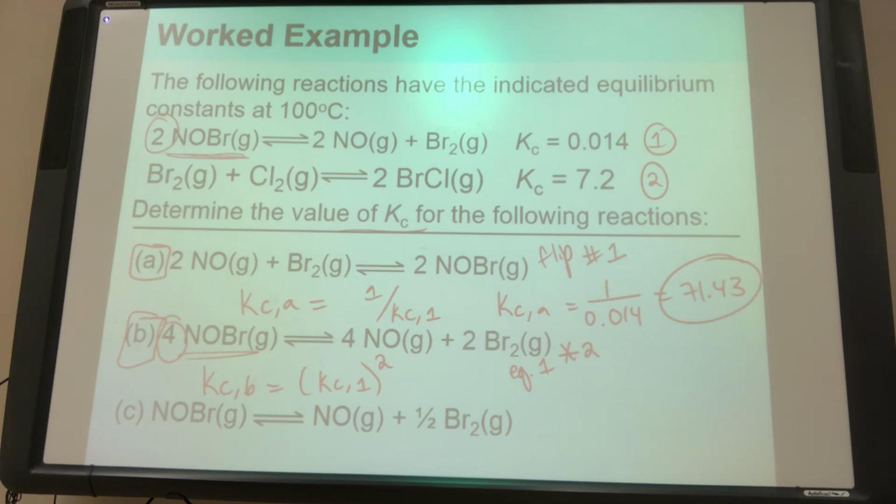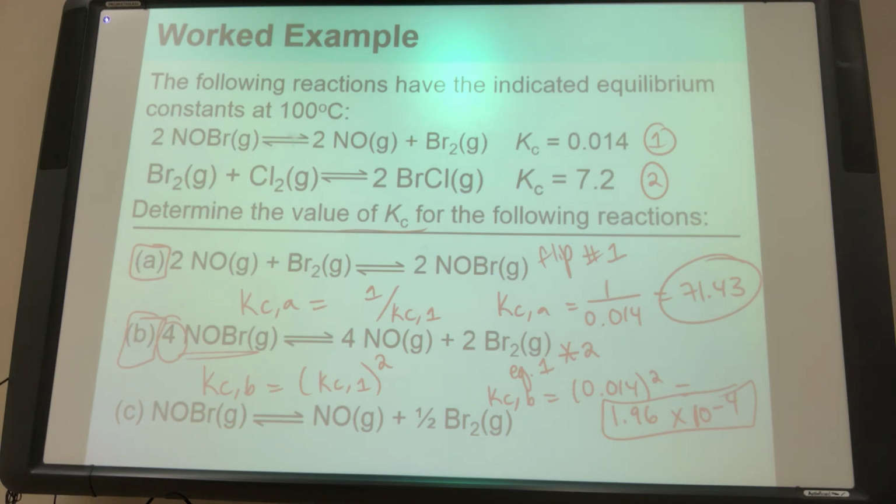Okay, so let's work it out. KCB is equal to the KC squared. And that gives me 1.96 times 10 to the negative 4. Okay, so that's my new KC for B. Let's do the last one on the slide. Almost done.